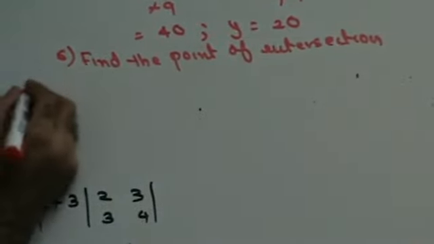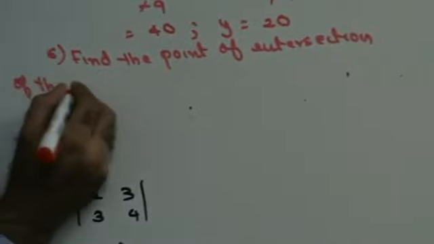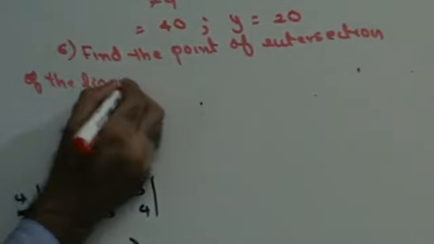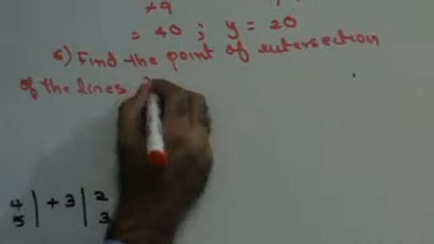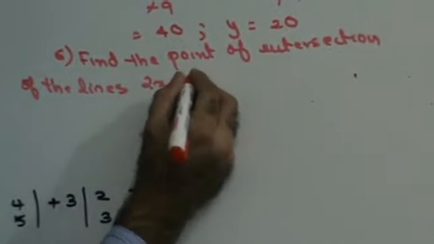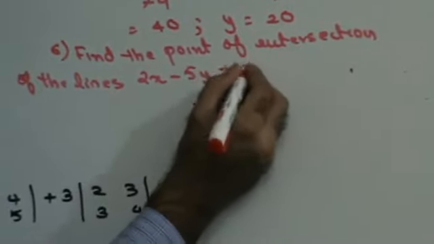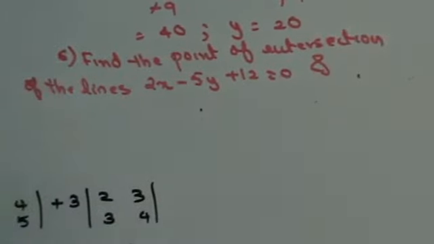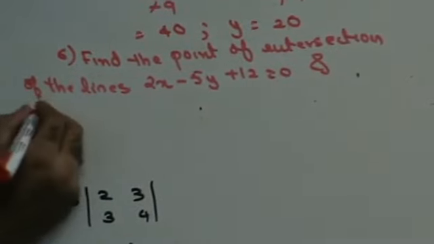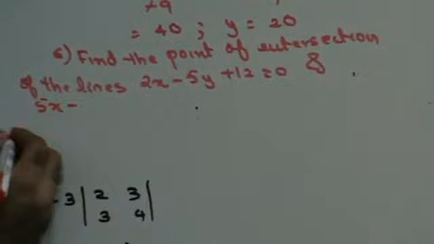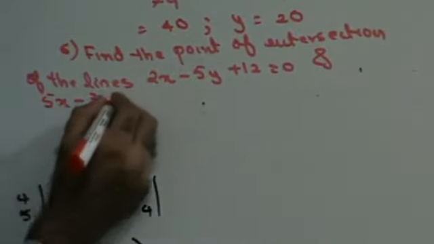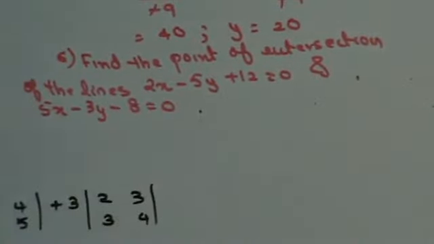Find the point of intersection of the lines 2x minus 5y plus 12 is 0, and 5x minus 3y minus 8 is 0, right?